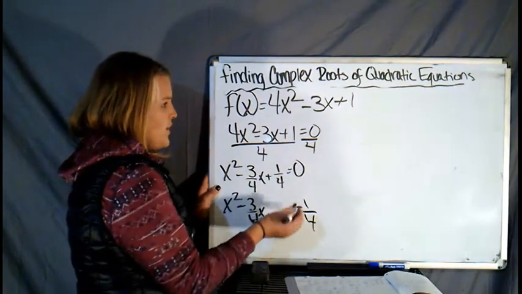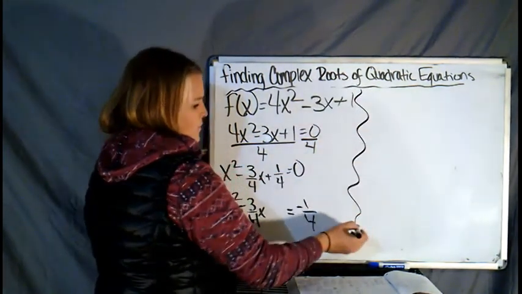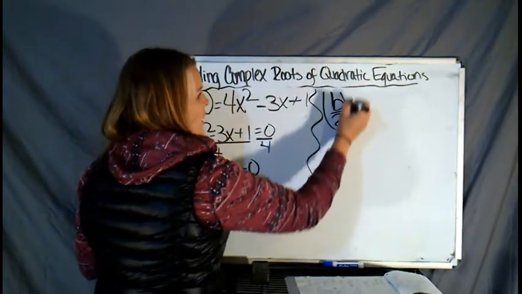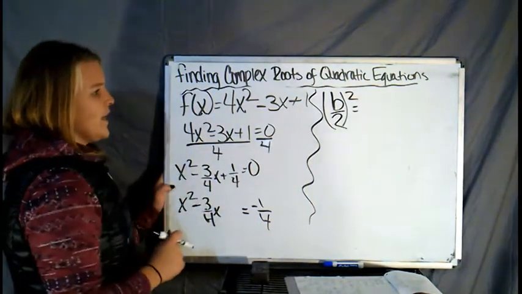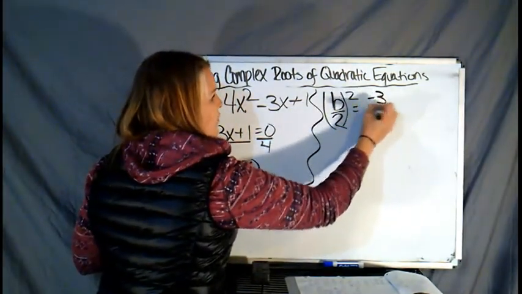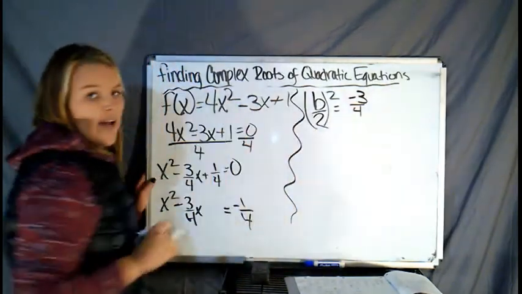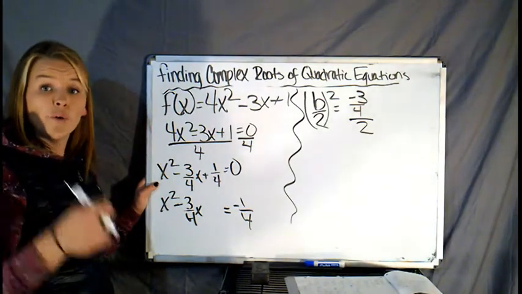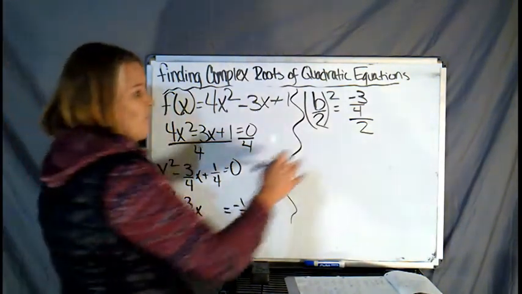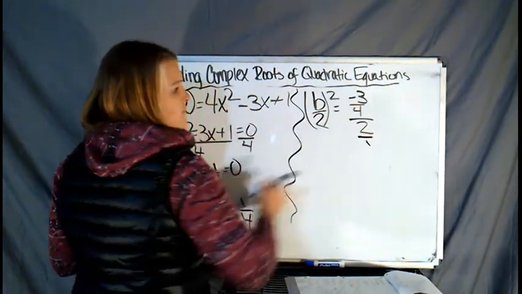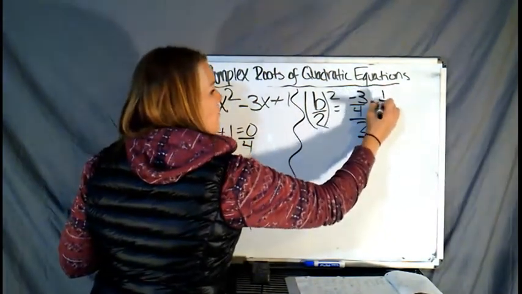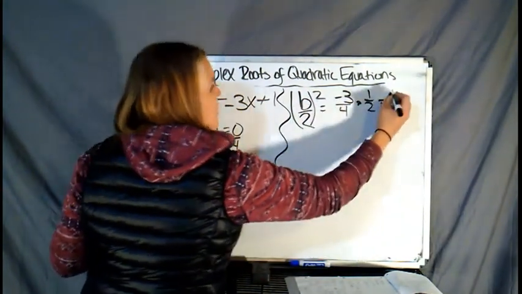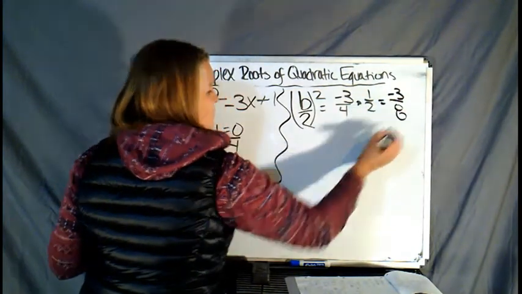Okay, I want to find what my new c is going to be. And I can find my new c by taking b over 2 squared. My b is negative 3 over 4. So negative 3 over 4, and then I want to divide that by 2. But can we divide a fraction by 2? No. What do we do? We multiply by the reciprocal. What is the reciprocal of 2 over 1? We're going to multiply by 1 over 2. When I do that, I have negative 3 over 8.